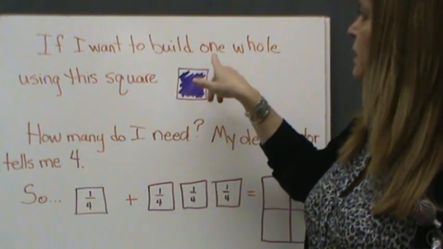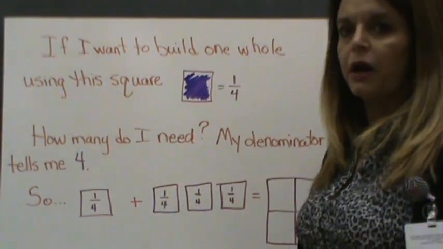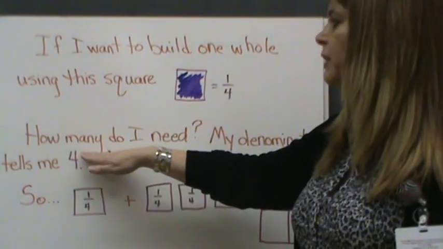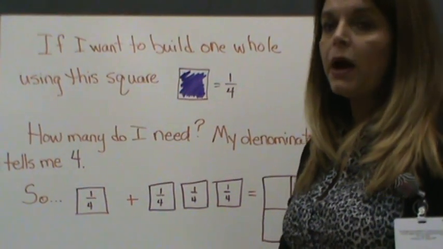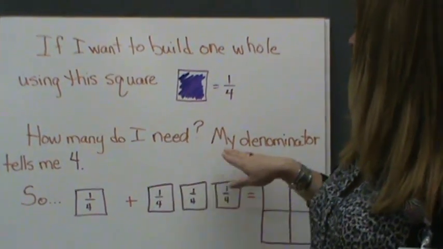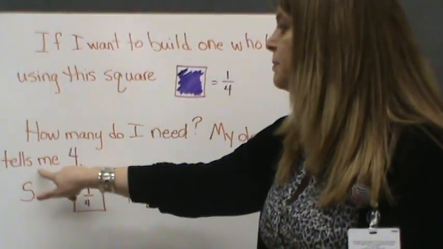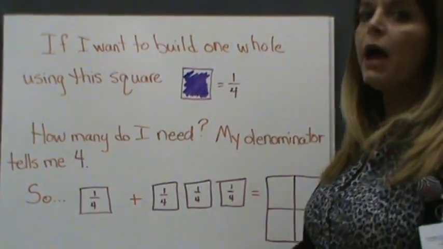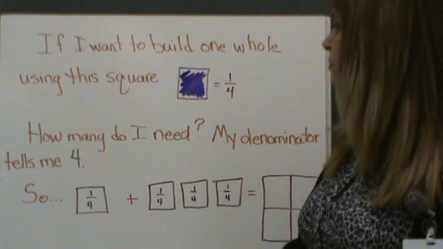If I want to build one whole using this square, and I'm told that the square equals 1/4, well then, how many squares of this size and of this shape do I need? My denominator tells me. What does my denominator tell me? 4. How many it takes to make the whole.